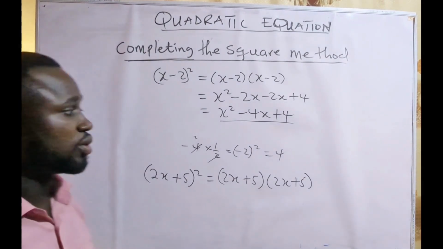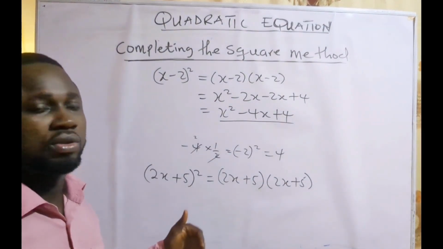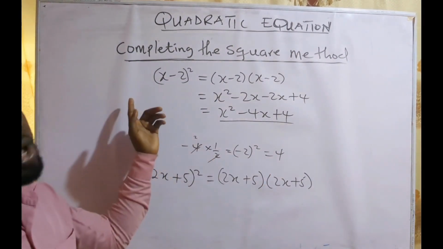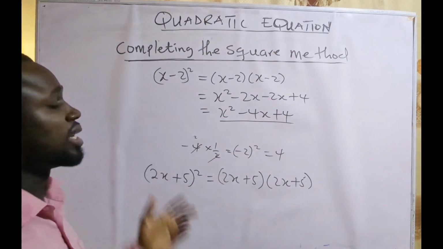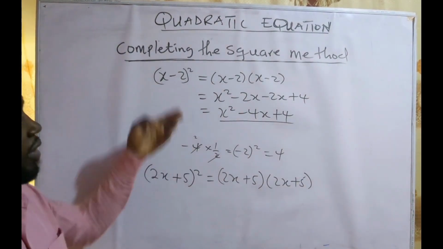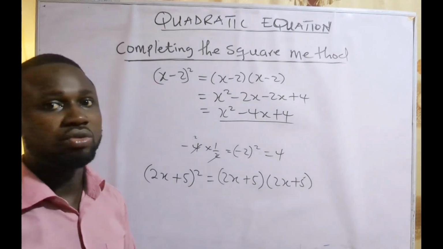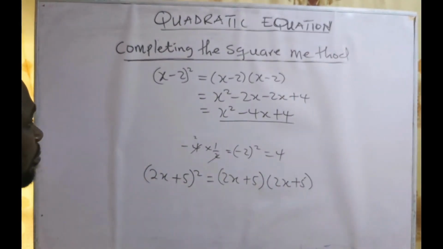So if the quadratic you are given is not perfect, we look at how we are going to perfect it, that is, how to complete the square. To complete the square means to make it a perfect square, like this example. This is a perfect square of a quadratic, so that we can solve. So let's also look at this.